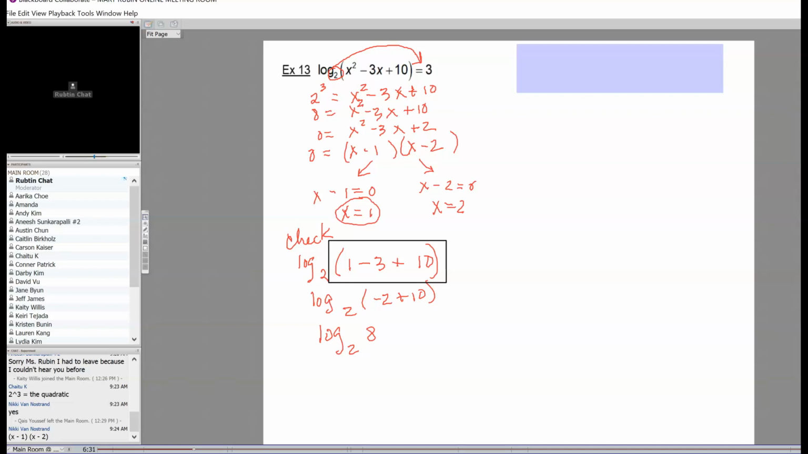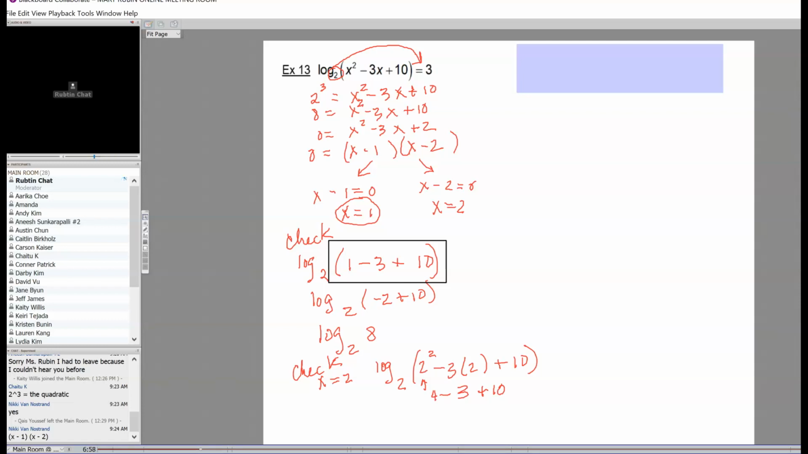So let's try it for the other one. So we're trying x equals 2. So I'm going to have log base 2 of 2 squared minus 3 times 2 plus 10. I'm not even writing the rest of this. This is going to be 4 minus 3 plus 10. I'm so sorry, 4 minus 6.